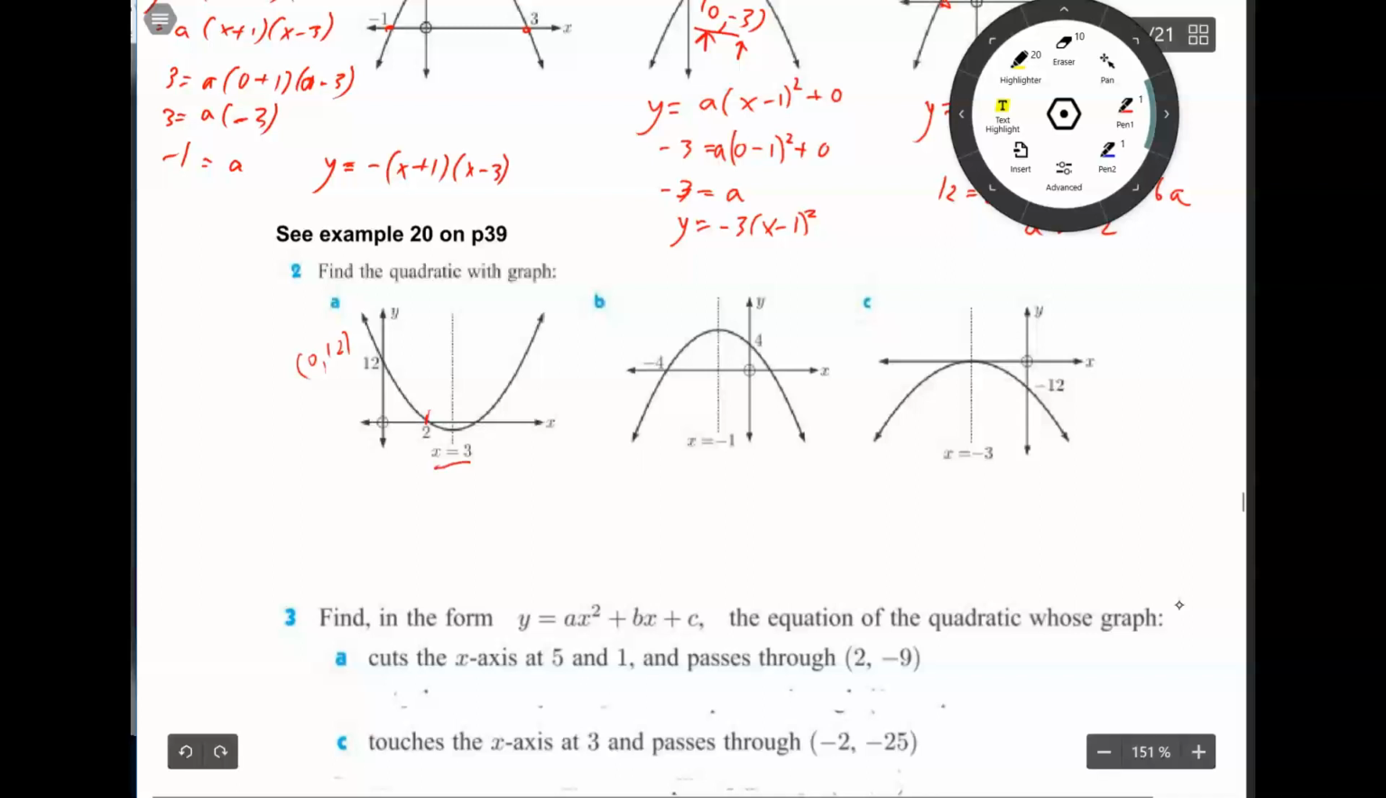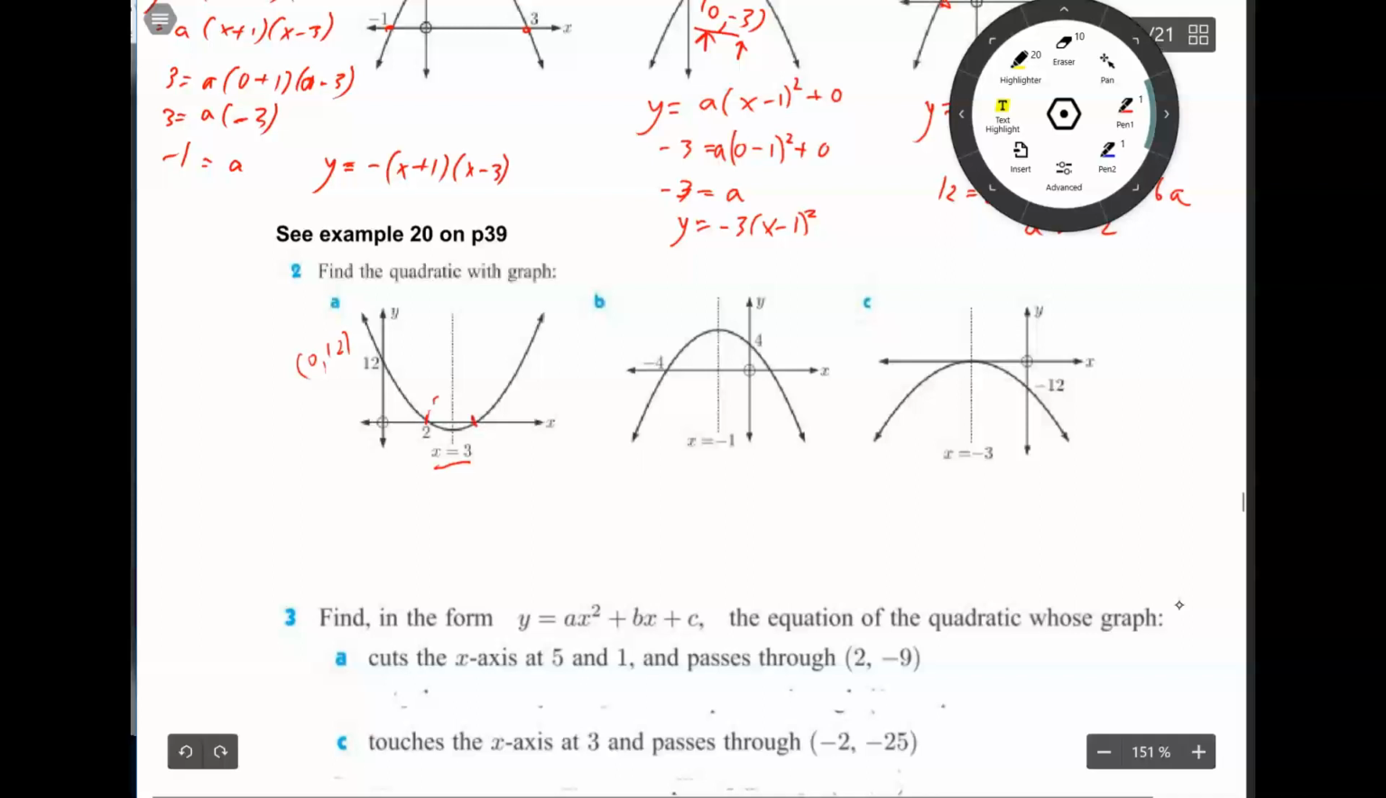Would you use vertex form or factored form? And when you look at this, you're like, well, I can't use vertex form because they only gave me the x-coordinate of the vertex. They didn't give me the y-coordinate of the vertex also. I can't use factored form because they only gave me one x-intercept. They didn't give me the other one.